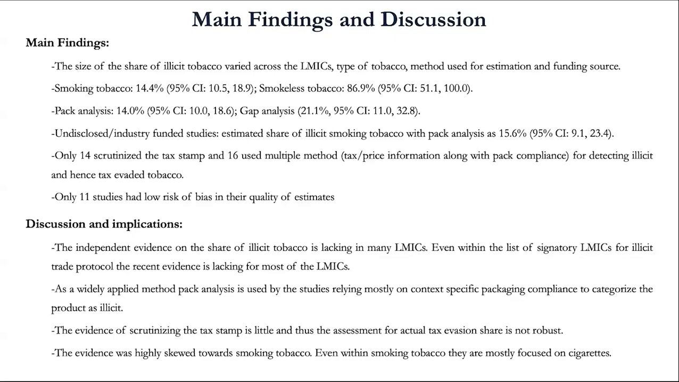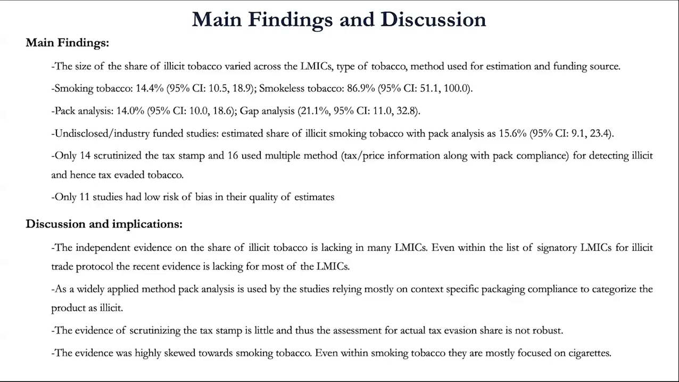The most common method that was used in these countries to measure illicit tobacco was the pack analysis, and it came up with an estimation of 14%. And the second most common method was gap analysis, which came up with an estimation of 21.1%. So if we look at the undisclosed or industry-funded studies, the estimated share of illicit smoking tobacco with pack analysis was 15.6%. So the industry funded studies, if we consider the most common method, actually overestimated the share compared to the independently funded studies that also used the same method. They overestimated the share of illicit tobacco using the pack analysis.